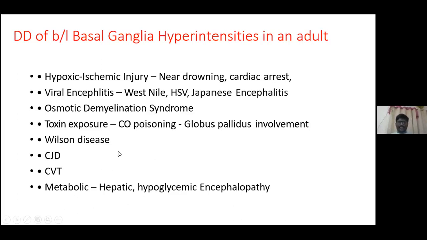Again, in metabolic diseases like hepatic and hypoglycemic encephalopathy, in all these disorders there are basal ganglia hyperintensities. What I want you to appreciate is that you have to see the clinical scenario, and then see the imaging and come to an appropriate diagnosis. So these are all the various differentials for basal ganglia hyperintensities. Very high yield area from an MCQ point of view.